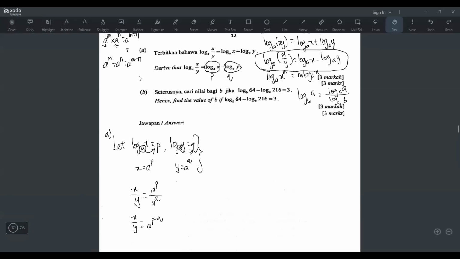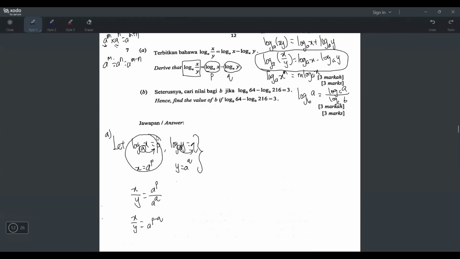But I already said you have to work towards log x over y base a, because this is what you're trying to derive the formula for. So what you can do is apply the same property as just now. Just now you tried to get rid of the log, but now you're trying to revive the log. You want the log to magically appear again.